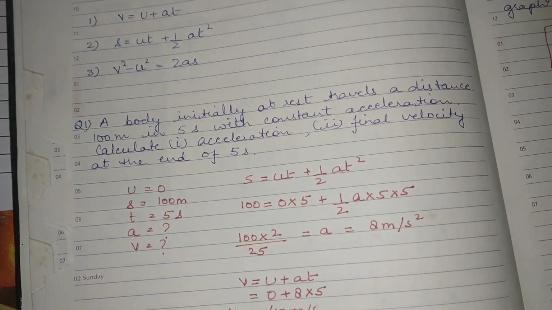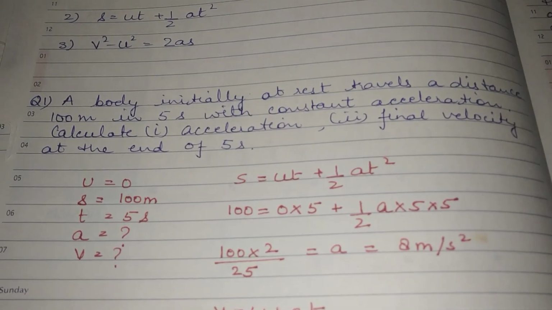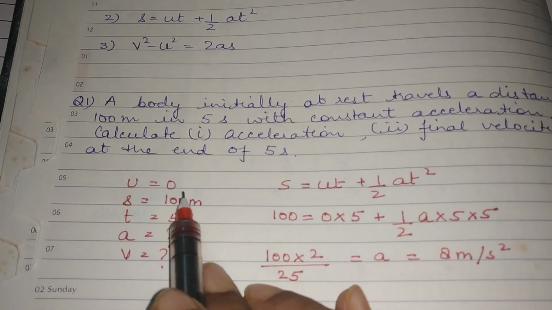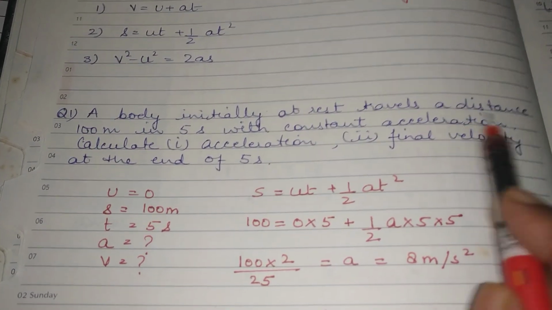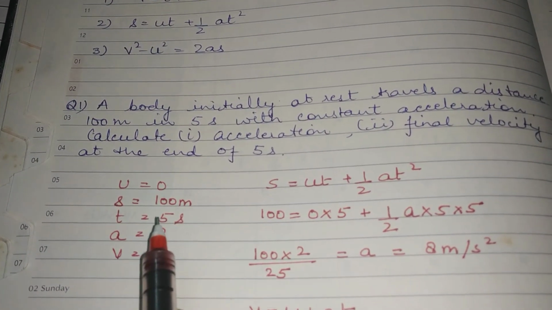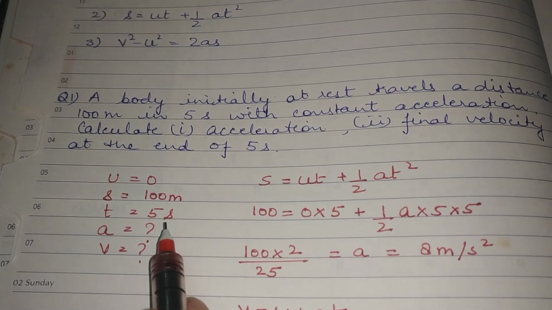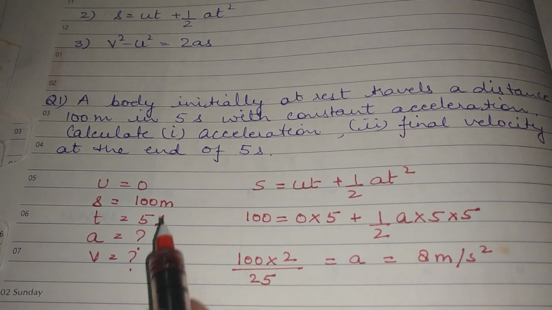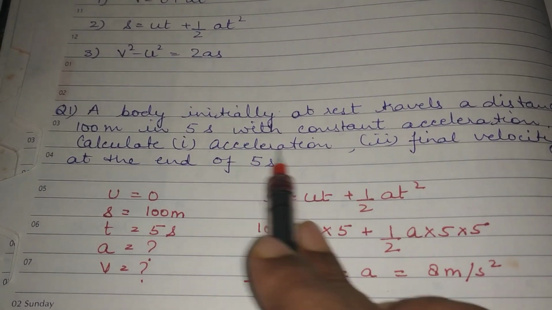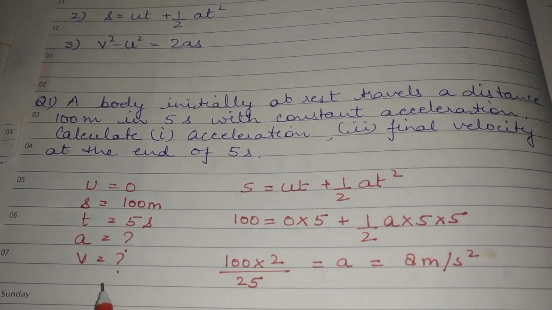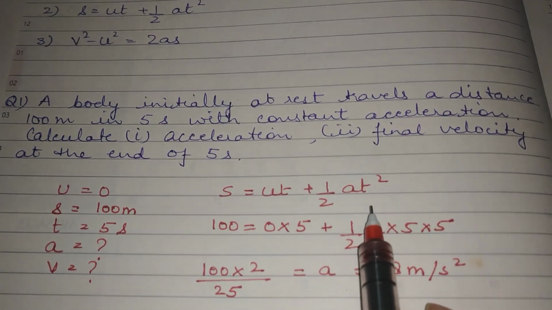The initial velocity is 0. So initial velocity is 0. The distance traveled is 100 meters. So this is what is written here. And the time taken is 5 seconds. So when we have to find acceleration here, we'll be using the second equation of motion.